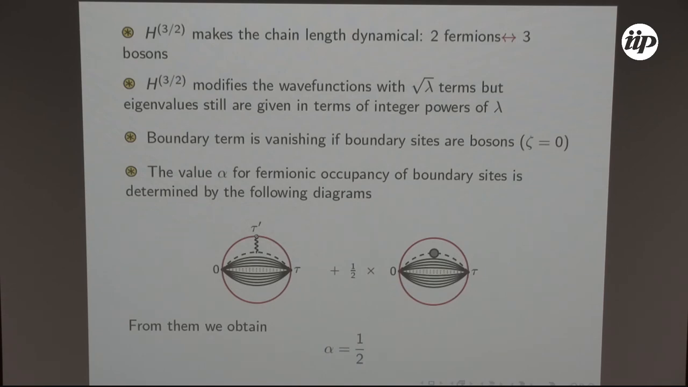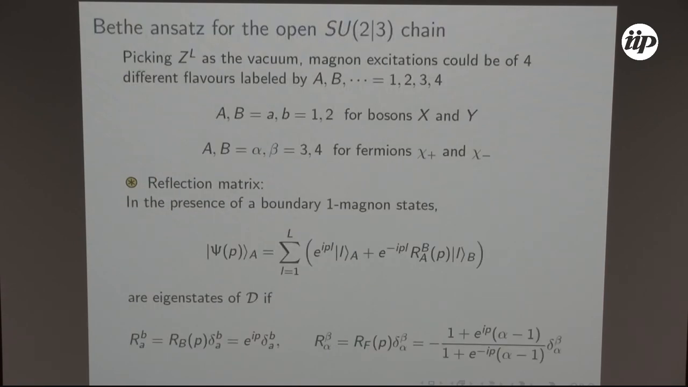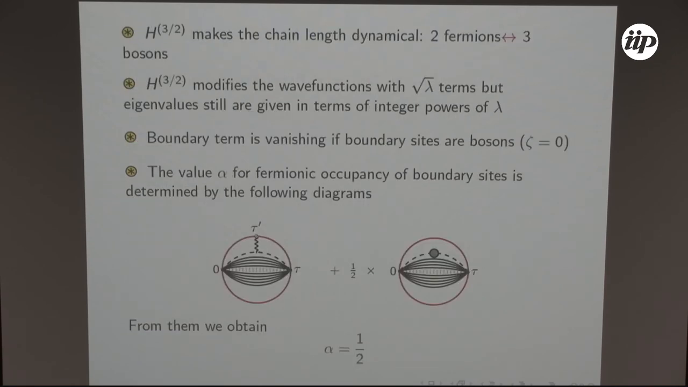But as you see, it's like an intermediate loop order. This is weird. Well, this was weird to me when I first saw it. So then you see that your wave function that to one loop order was order one has to be corrected with a term which is order square root of lambda. So you get these half integer powers of lambda in your wave functions. The energies, the eigenvalues of this spin chain, are still given in terms of integer powers of lambda, and it's a normal perturbative expansion. No problem with that.